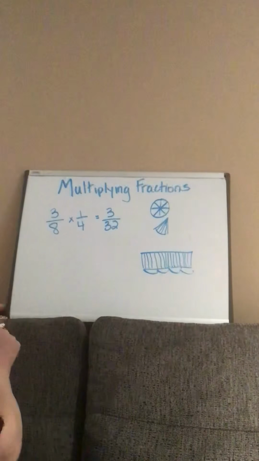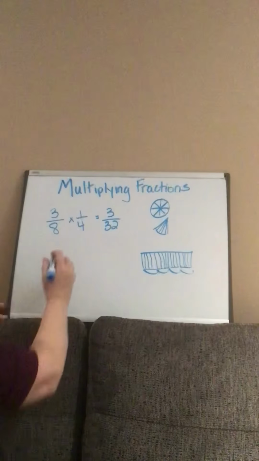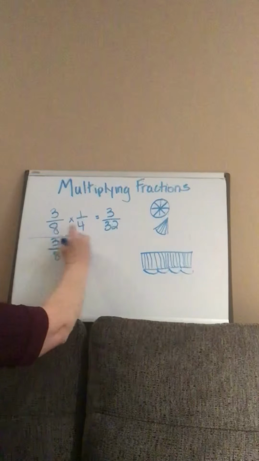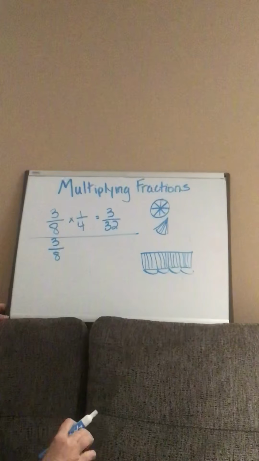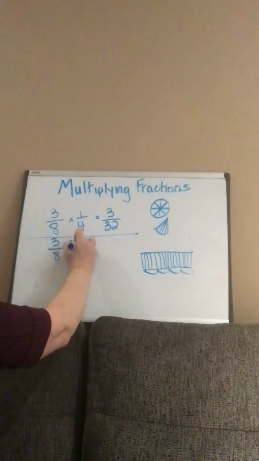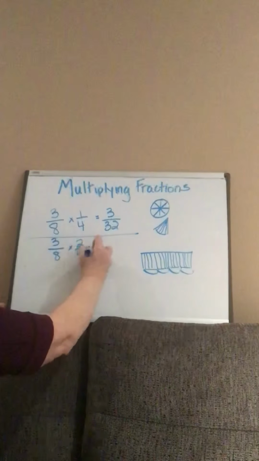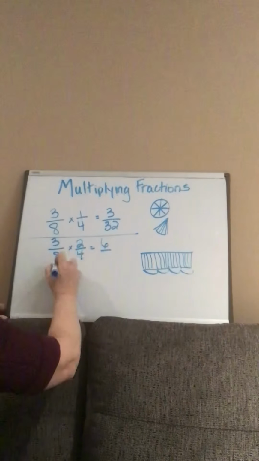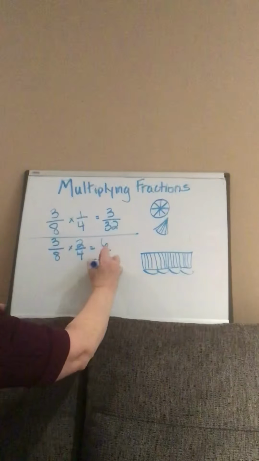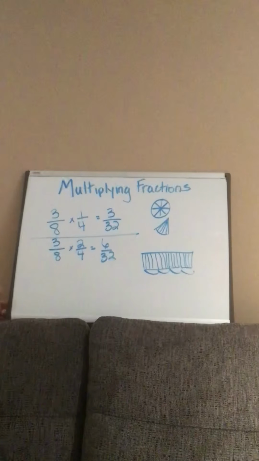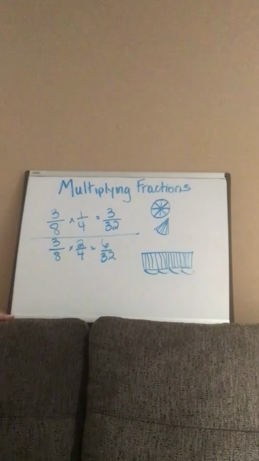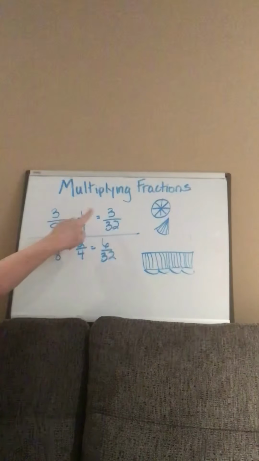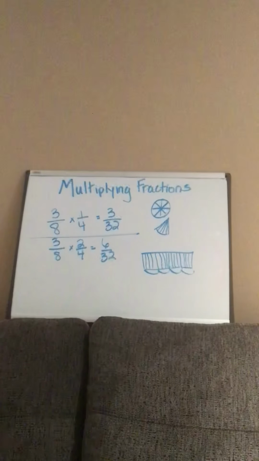What if I said you could have 3/4 of that piece? Well, we would have 3/8, and this is just making a different question, a different example. And I say you can have 2/4 of the new pieces. 3 times 2 is 6. 8 times 4 is 32. Multiplying fractions is that simple. Top times top, bottom times bottom.